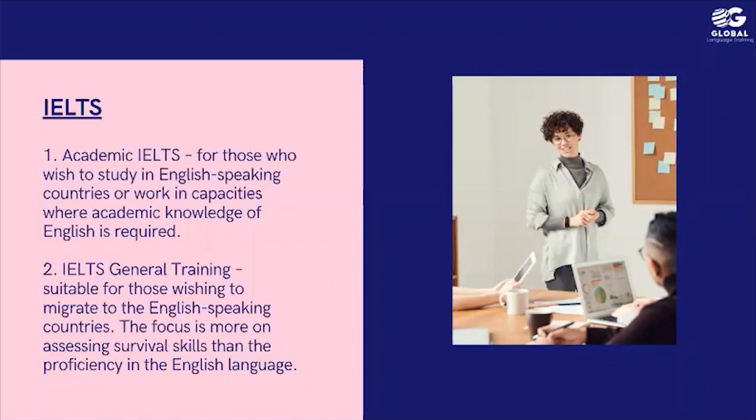The academic one is for people who want to study in English-speaking countries at the undergraduate or postgraduate level, or maybe work in some place where academic English is required. And the general training is for people who want to migrate to English-speaking countries, maybe for school. It's not for the university, but let's say for the school. And what they focus on is assessing survival skills. So let's say how you talk to people on the street, how you do your shopping, how you go to the doctor, okay? And most people take IELTS academic to study or work overseas because many places are asking for it. They're asking to have a proof of your language proficiency.